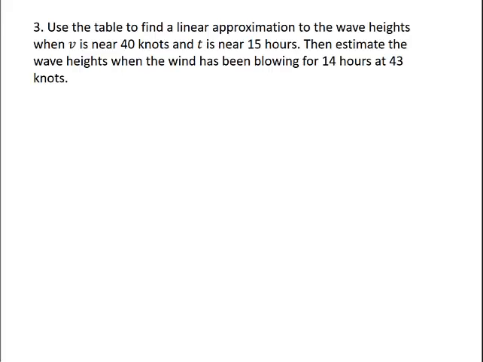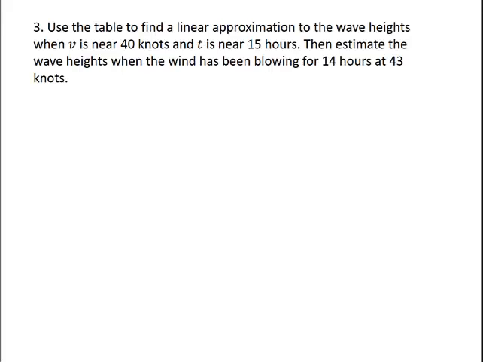We want to use the table to find a linear approximation to the wave heights when the wind speed is near 40 knots and the wind has been blowing for nearly 15 hours, and then estimate the wave heights when the wind has been blowing for 14 hours at 43 knots. Now I'll go back to the table in a minute, but you'll see that the value for v equals 43, t equals 14 is not on our chart. So this is the power of using linear approximations. We'll use the data points that we know to approximate a data point that we want to know.